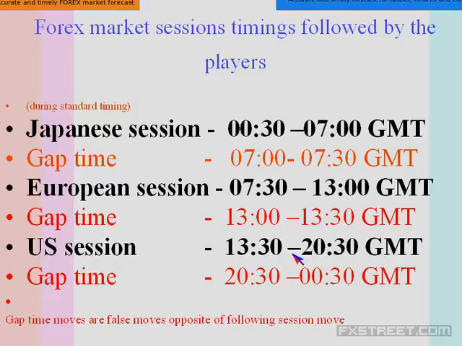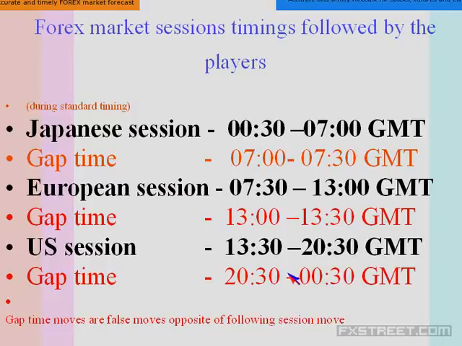Now with regard to the session timings, this is the timing followed by the players. So we are in the US session, 13:30 GMT, the European session has started, US session has started. Now we are around 14:15 GMT in the early European session. Still, Euro has not come above the initial low, 1.4140, and GBP also has not come above 1.6135. So they are going to slide during the US session.